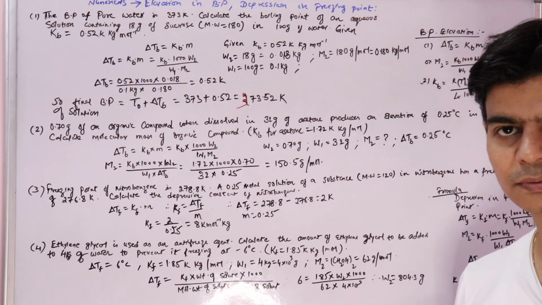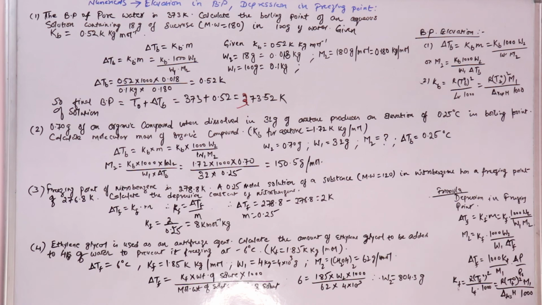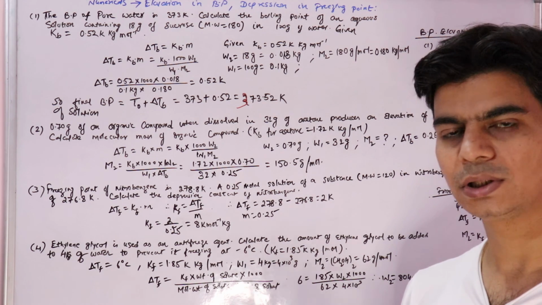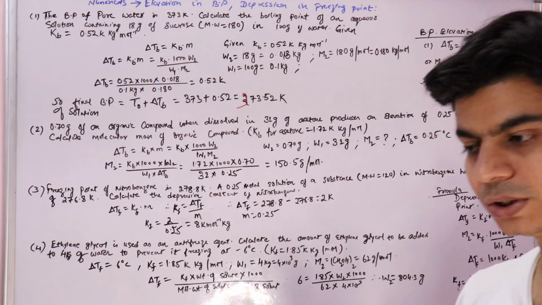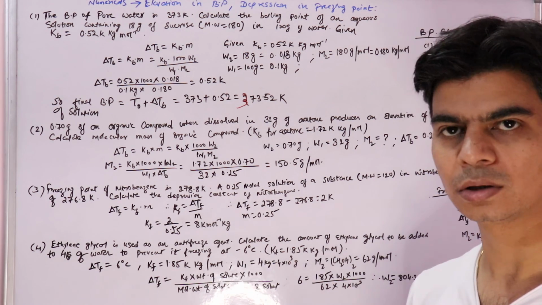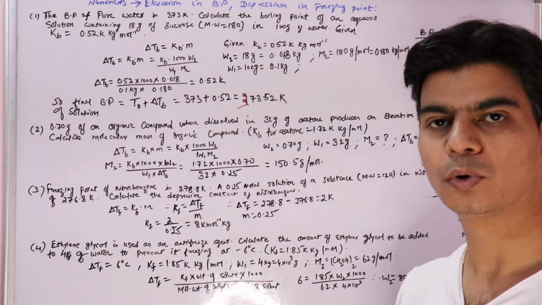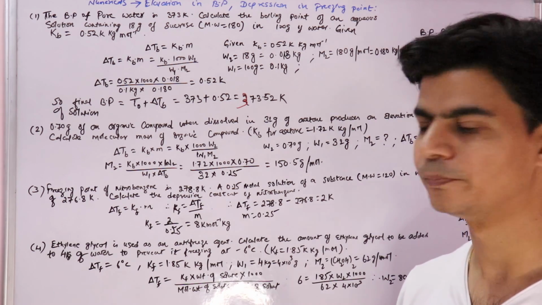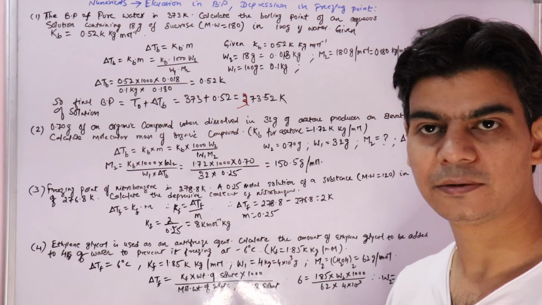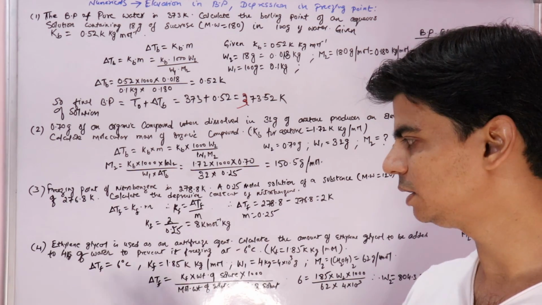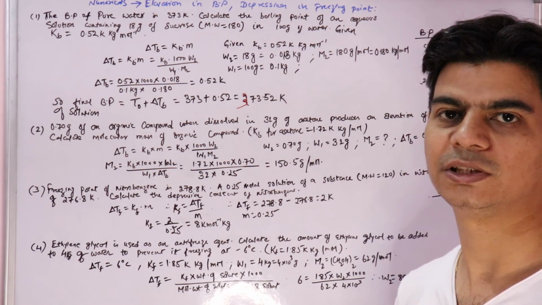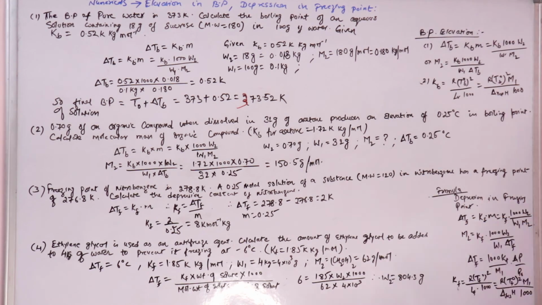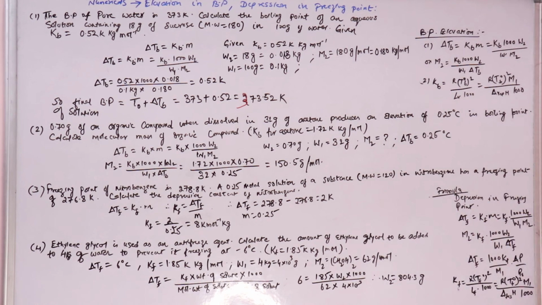We have studied this while doing depression in freezing point, that ethylene glycol is used as an antifreeze agent in cold countries, because the radiators of the car contain water, and at that low temperature normally water will freeze. But water normally doesn't freeze because radiators contain ethylene glycol as a solute, which depresses the freezing point. It lowers the freezing point, due to which water remains as a liquid. So ethylene glycol is used as an antifreeze agent.